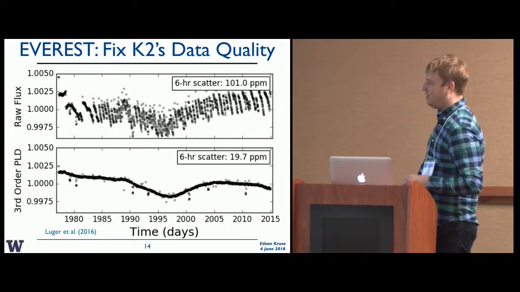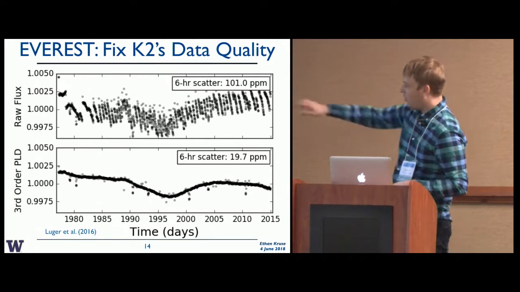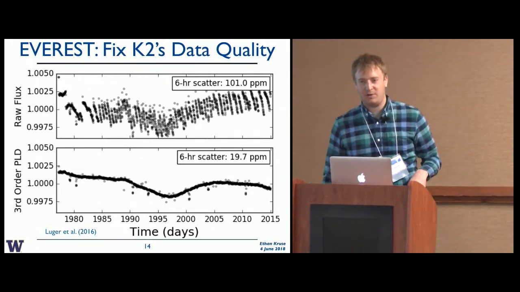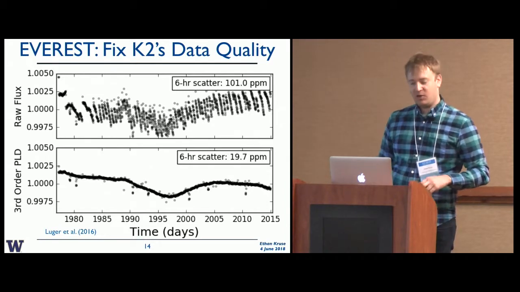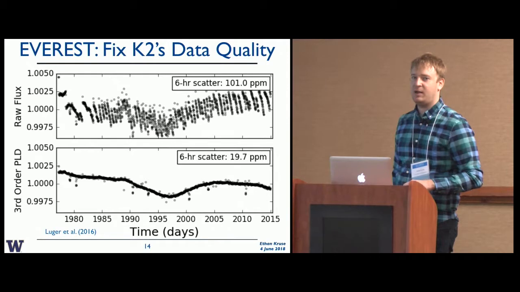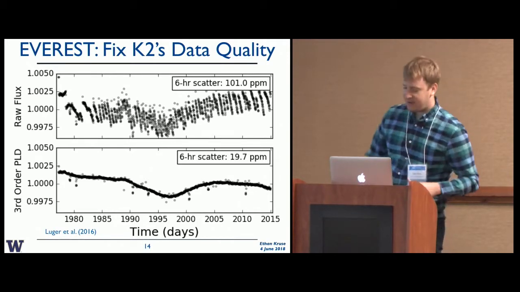And so on the bottom there is what we have after we run EVEREST, and all those points below the main line are transits. Those are planets you can just pick out by eye. So we've fixed the K2 data quality and brought it back to Kepler quality, and now we can use it to find planets. So that's what I've been working on.